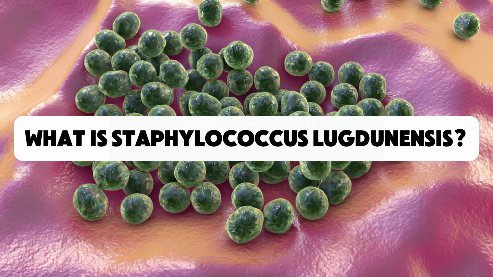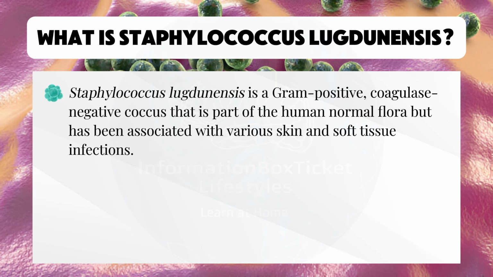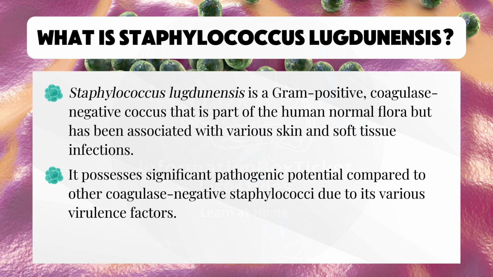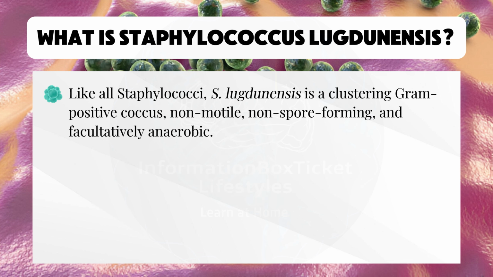What is Staphylococcus lugdunensis? Staphylococcus lugdunensis is a gram-positive, coagulase-negative coccus that is part of the human normal flora, but has been associated with various skin and soft tissue infections. It possesses significant pathogenic potential compared to other coagulase-negative staphylococci due to its various virulence factors. Like all staphylococci, Staphylococcus lugdunensis is a clustering gram-positive coccus, non-motile, non-spore-forming, and facultatively anaerobic.